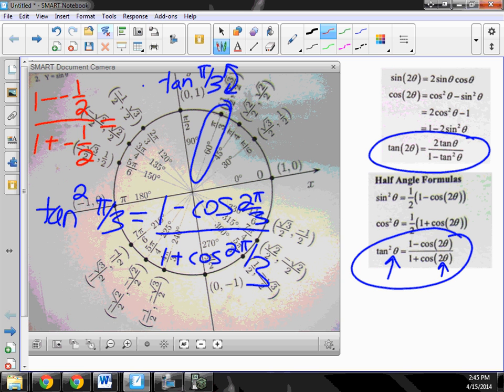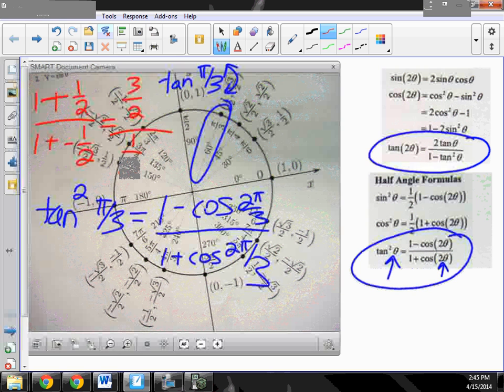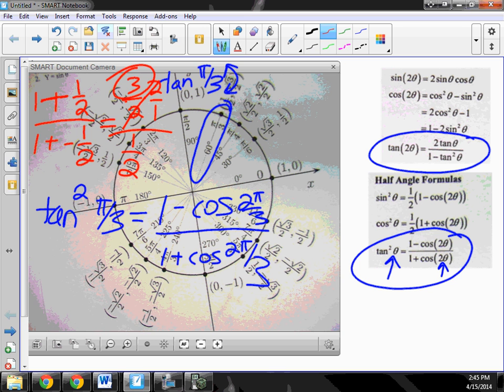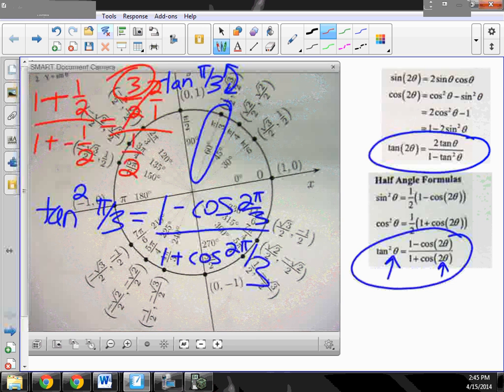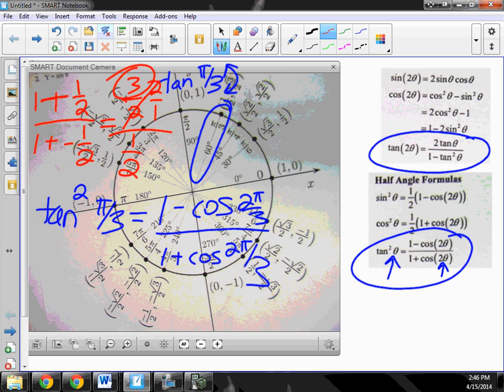1 minus 1/2 is 1/2. 1 plus 1/2 is 3/2. How did I ever graduate from college? And then 1 minus 1/2 is 1/2. When I invert the 1/2 times 2 over 1, the answer is 3. But, right, that's the answer to the tangent. So the tangent is 3, therefore the cotangent must be 1/3.